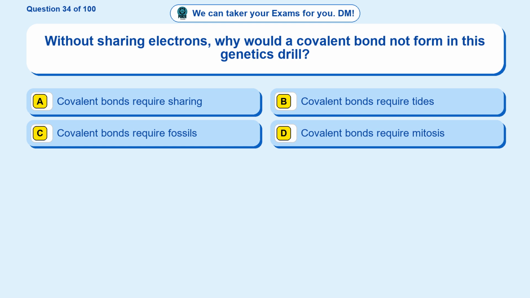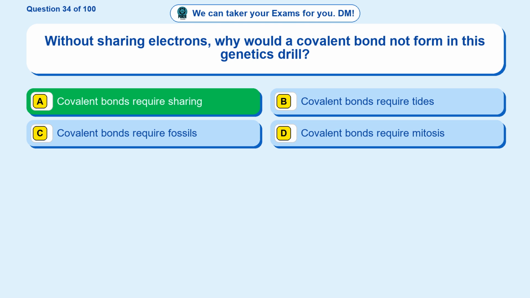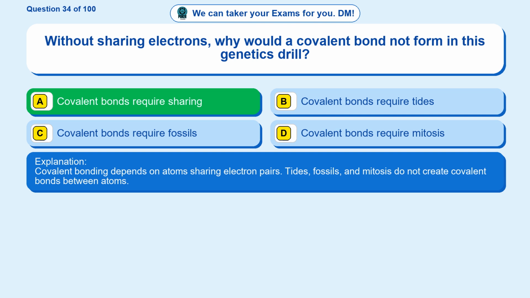Question 34. Without sharing electrons, why would a covalent bond not form in this genetics drill? Option A, covalent bonds require sharing. Option B, covalent bonds require tides. Option C, covalent bonds require fossils. Option D, covalent bonds require mitosis. The correct answer is option A. Covalent bonds require sharing. Covalent bonding depends on atoms sharing electron pairs. Tides, fossils, and mitosis do not create covalent bonds between atoms.